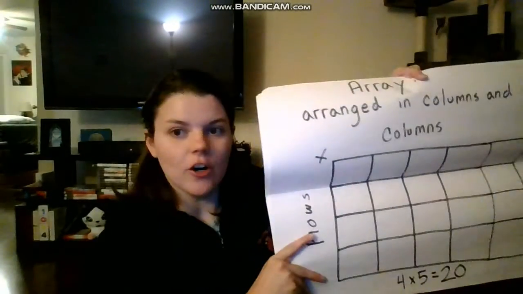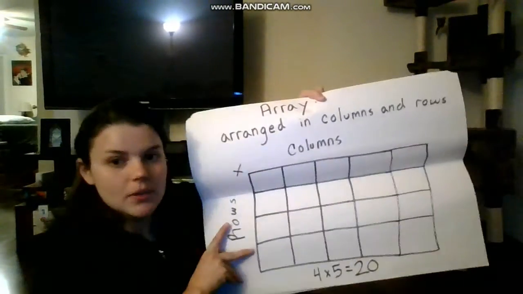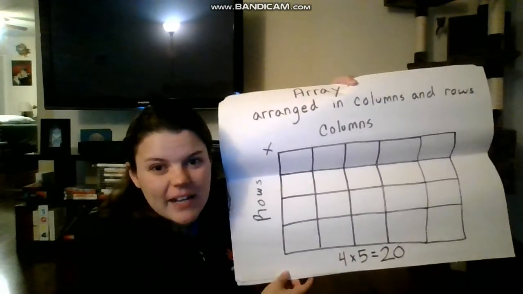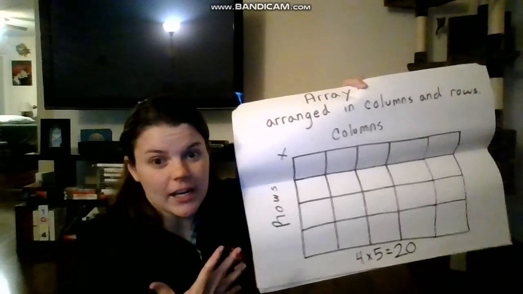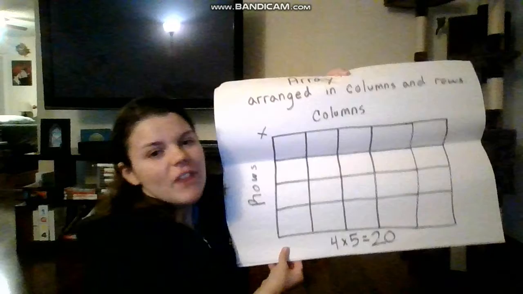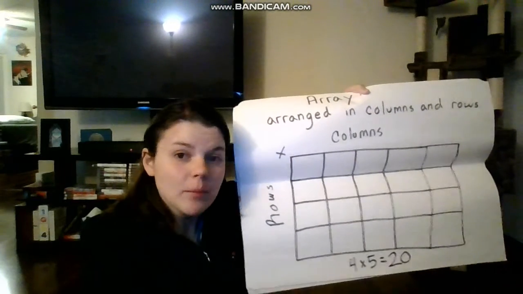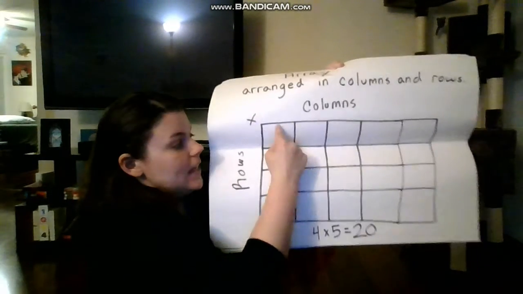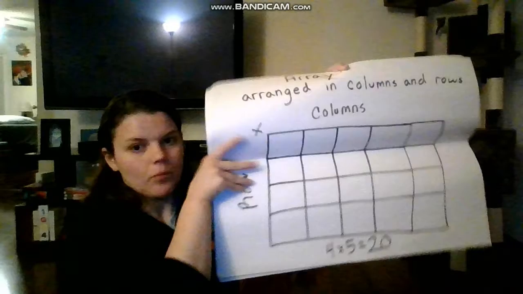So an array, I have a little chart here that I made much earlier. Arrays are things that are arranged in columns and rows. In order to understand an array, you have to understand what columns and rows are. We've talked about columns before in class. Remember, columns are these things that go up and down. Anytime we're talking about a column, think of that.